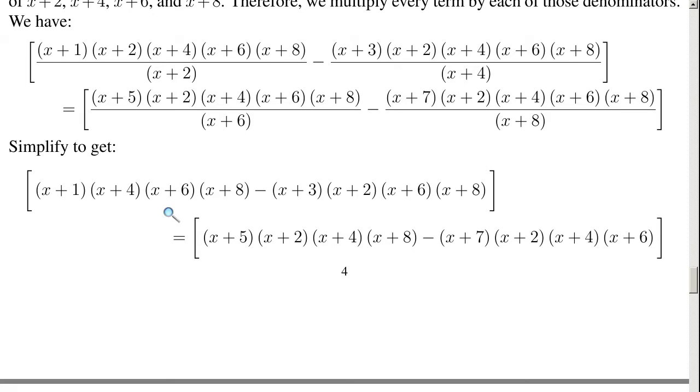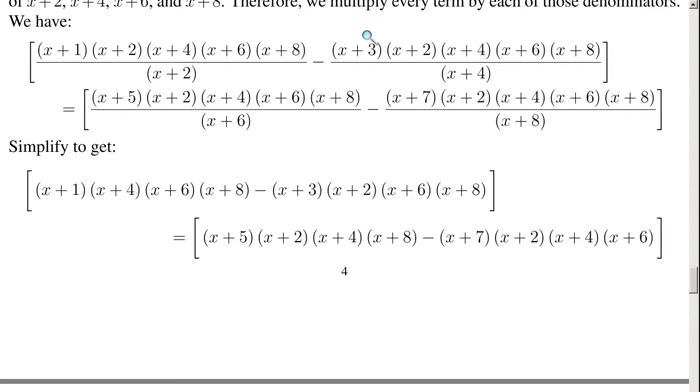Well, we just simplify wherever possible. So x plus 2 and x plus 2 cancel. x plus 4 and x plus 4 cancel. x plus 6 and x plus 6 cancel. x plus 8 and x plus 8 cancel. So what is that going to leave us with? Well, it's going to leave us with x plus 1 times x plus 4 times x plus 6 times x plus 8. So that's what I put there. And the denominator is gone because it canceled.